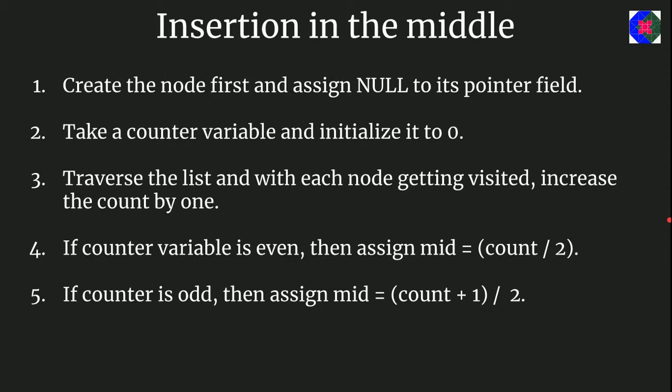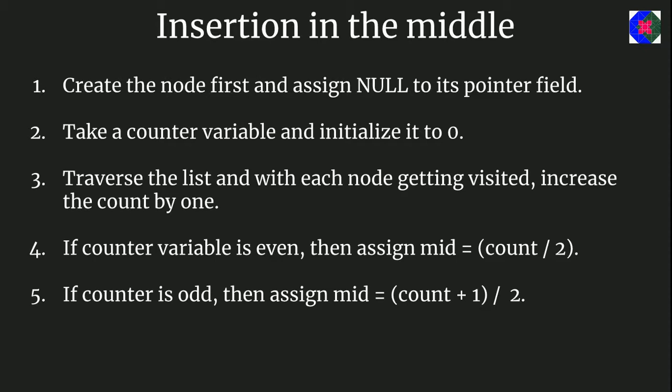This particular insertion is not as simple as the previous two are. The steps are: first we have to create the node and assign null to its pointer value. We have to take a count variable and initialize it to 0. We then have to traverse the list. With each node getting visited, we will increase the counter variable by 1.